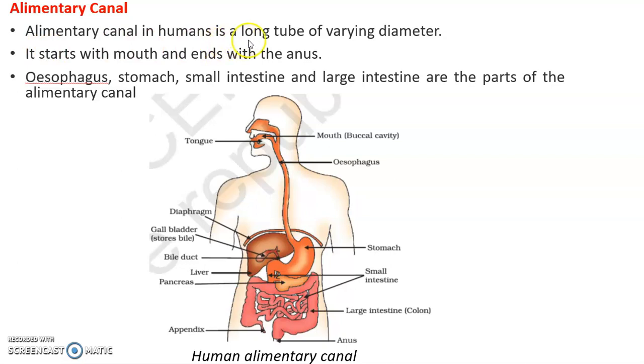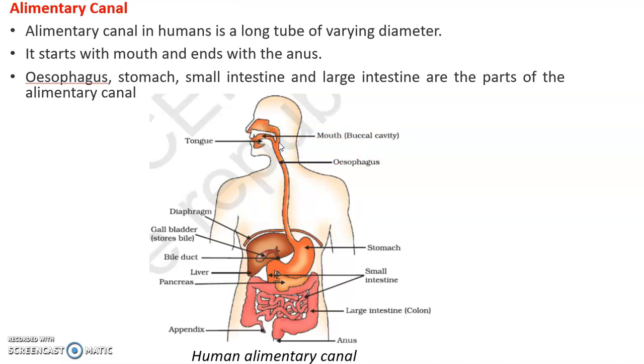The alimentary canal in human beings is a long tube of varying diameter. It starts with the mouth and ends with the anus. Esophagus, stomach, small intestine and large intestine are the parts of the alimentary canal. When we take the food, it gets into our mouth, which is the opening of the alimentary canal and helps in the digestion of food. The mouth also has the buccal cavity, which is present behind the mouth, and it has teeth and tongue.